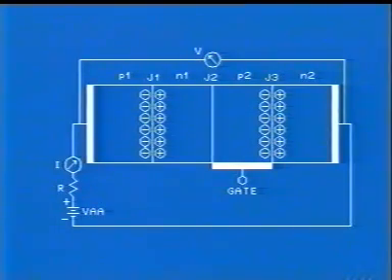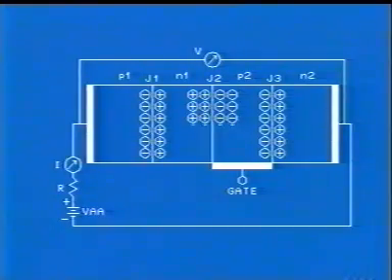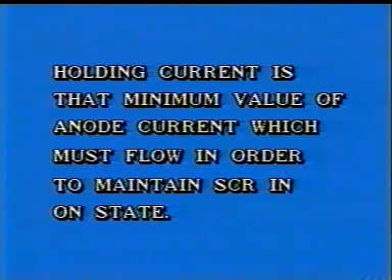But why does that happen? When the SCR has turned on, the depletion layer at J2 no longer exists. Therefore, device stays on even when the anode voltage is brought down to 115 volts. Only when anode current is reduced significantly, the depletion layer comes back into existence and the SCR turns off. This value of anode current is called the holding current, IH. Thus, holding current is that minimum value of anode current which must flow in order to maintain SCR in on state.